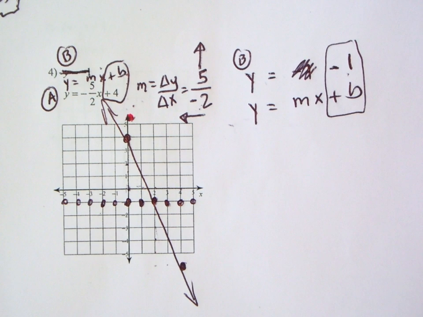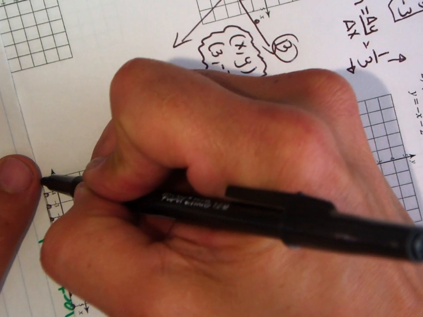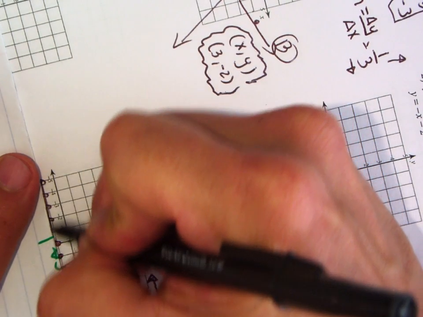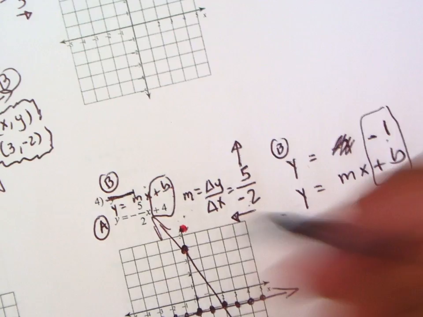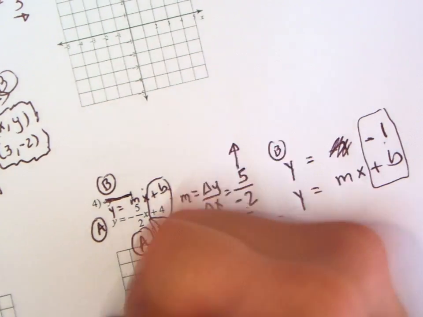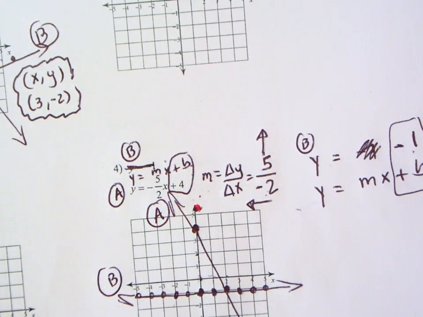Let me go ahead and draw it with some music. Here we go. See that? So y is always -1. So which one's my A? This is my A graph, and this is my B graph. All right? And that's it.